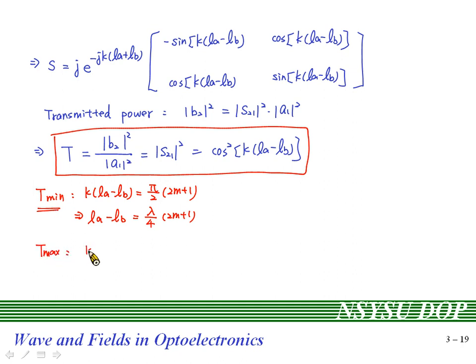you must let k times (LA minus LB) be pi times m. As a result, LA minus LB should be m times half lambda. So if the difference between the two arms satisfies this condition, then you will have the transmission maxima.